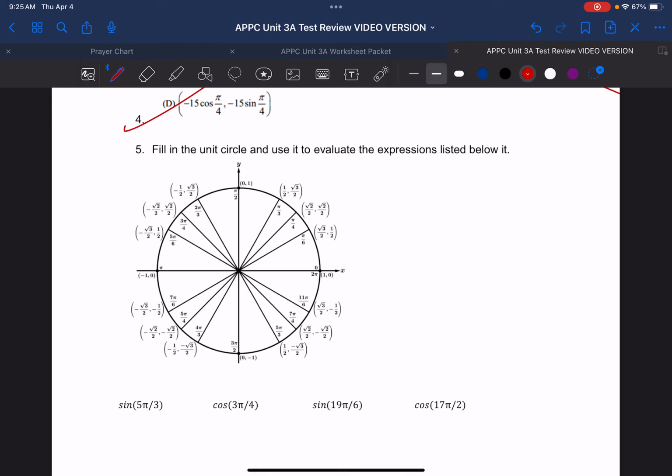Sorry for the skip. Had to delete that problem. So 5, fill in the unit circle and use it to evaluate the expressions listed below it.